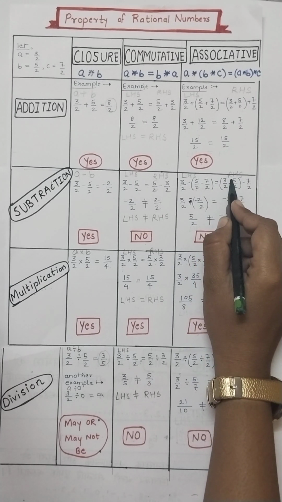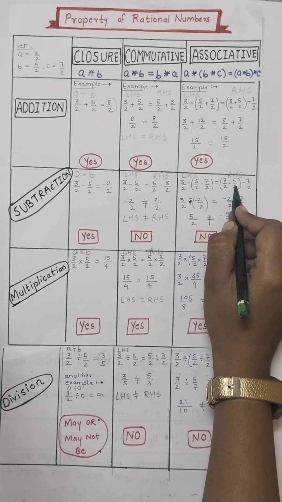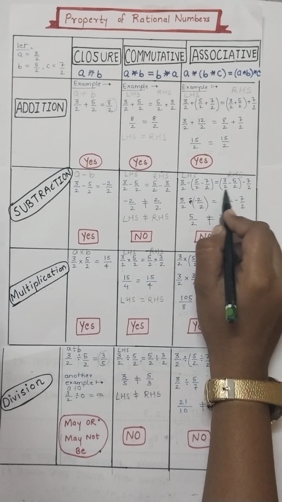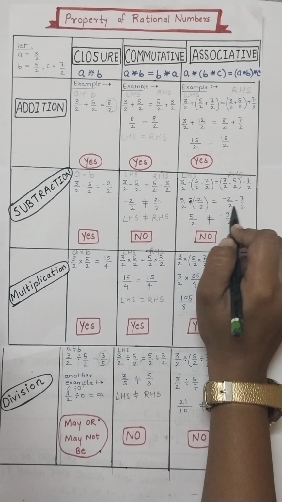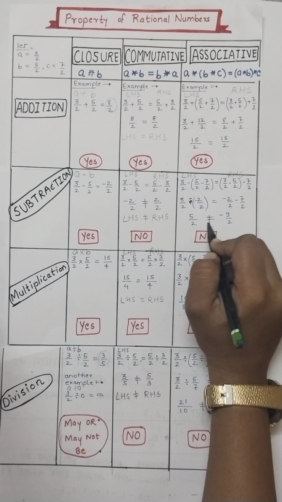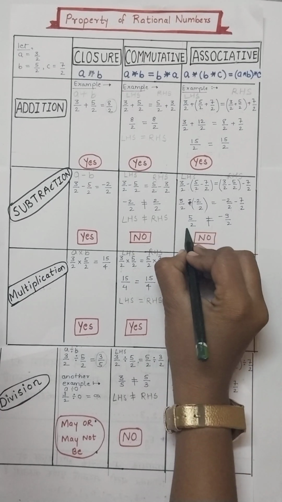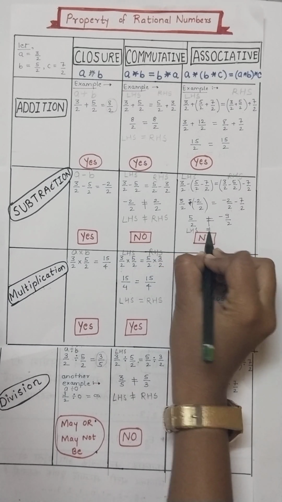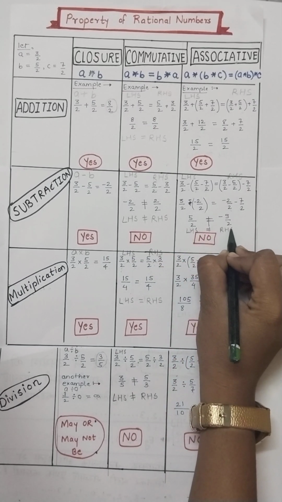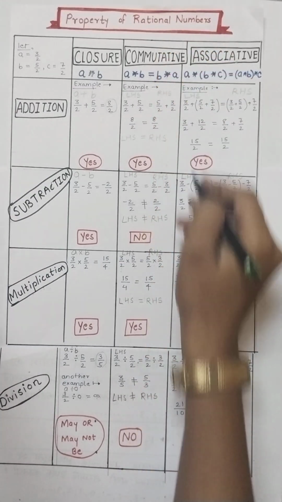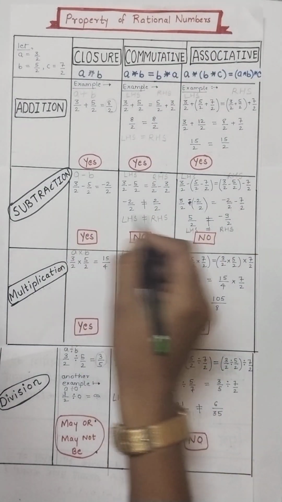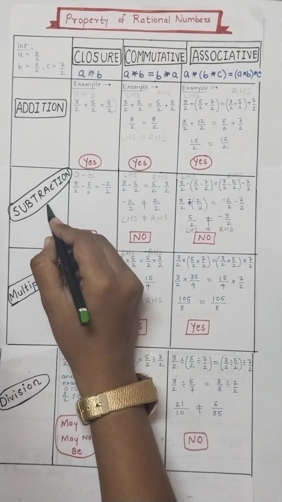Put up the values in RHS, value of A, again value of B, value of C. Solve this bracket, we get minus 2 by 2 minus 7 by 2. When we again solve this, we get minus 9 by 2. So here we'll see that our LHS is not equal to RHS. So we'll say our rational number does not follow associative property with subtraction.